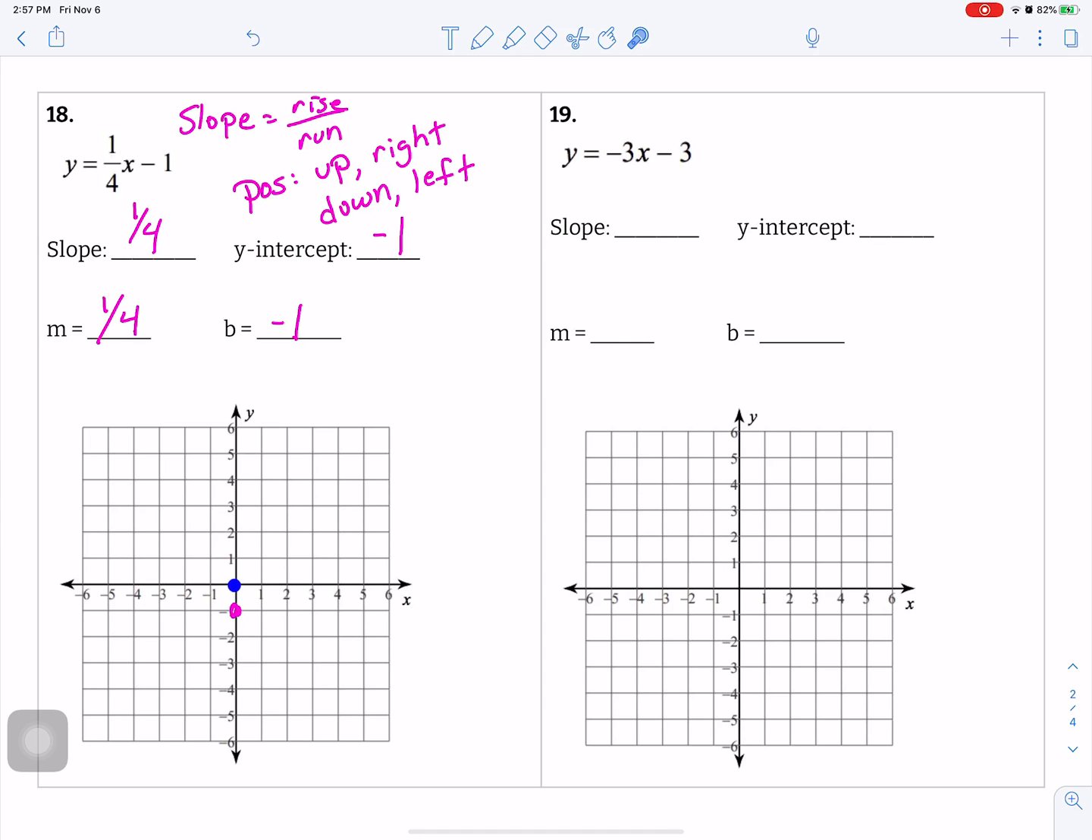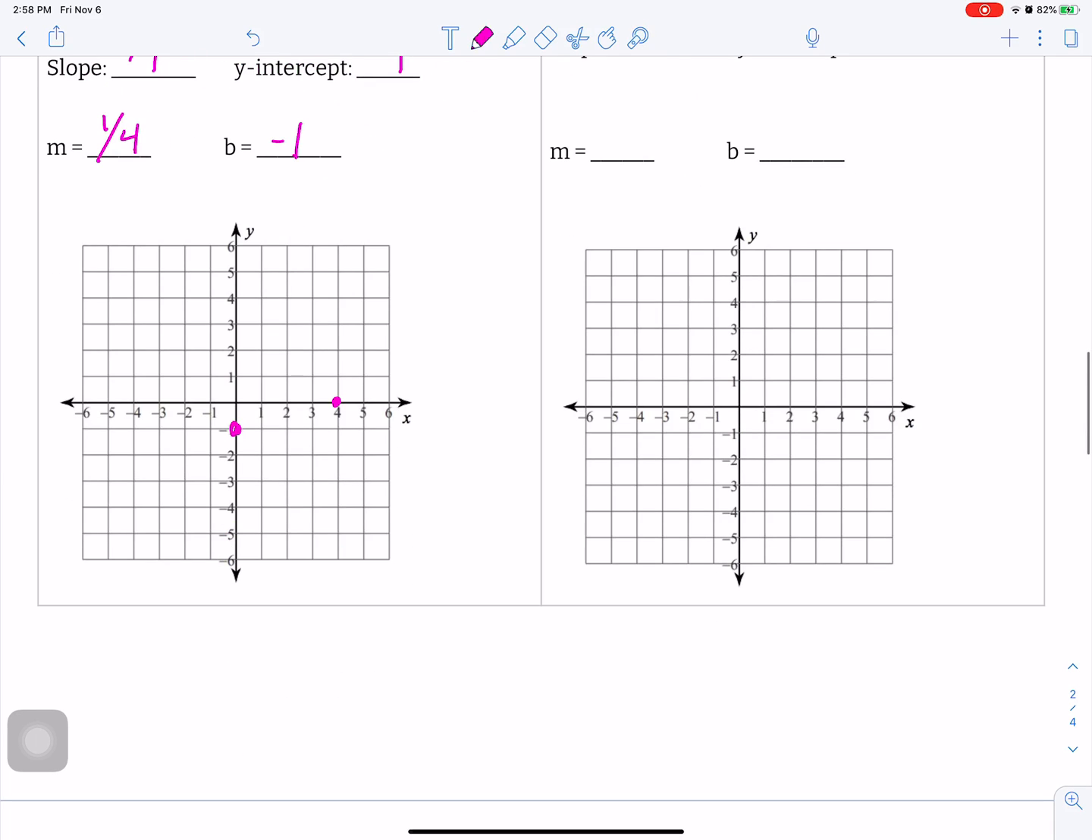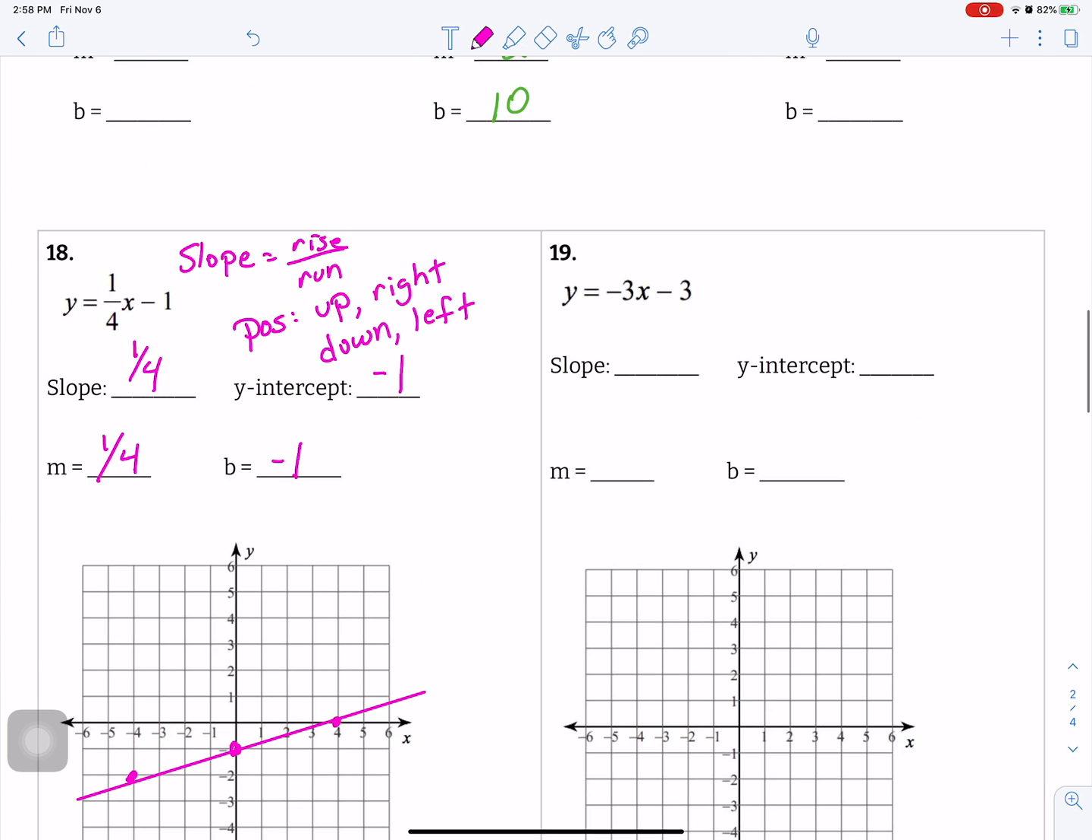I go up 1, to the right 4, and then I put a dot. And now I'm out of room. So I'm going to go back to this -1 here, and I'm going to go down 1 and to the left 4 and put a dot. Sorry about that random movement there. And then I connect my dots and I'm done. If your line doesn't connect your dots perfectly, I'm looking for where those dots are for where I'm grading those.